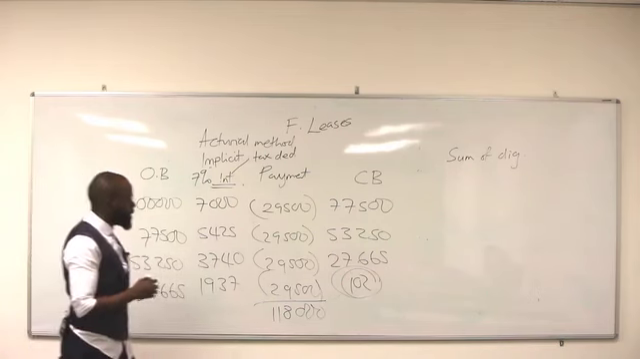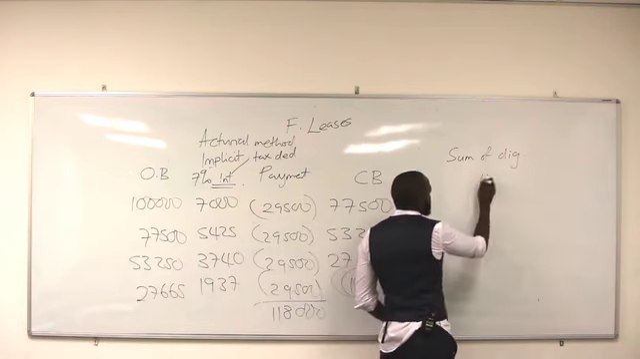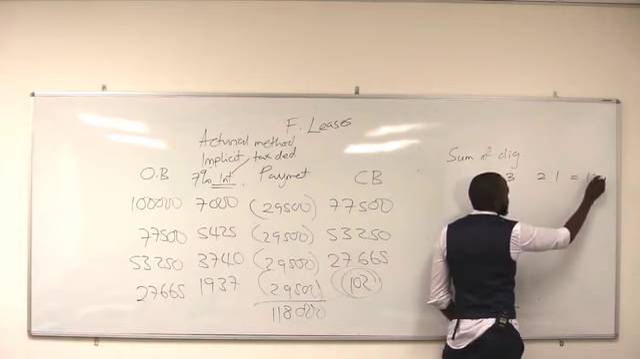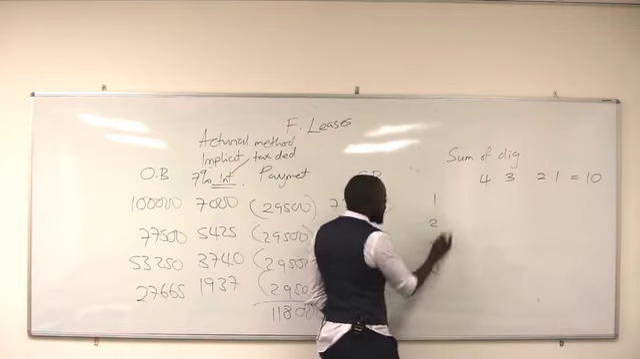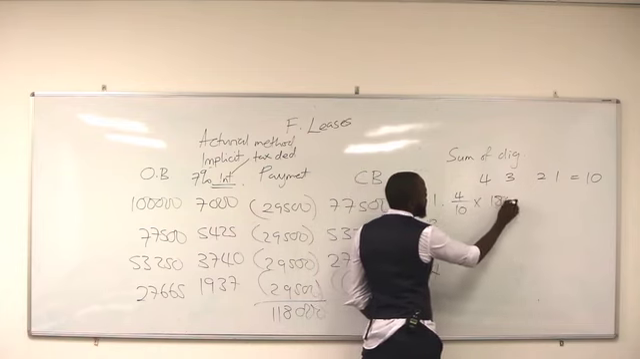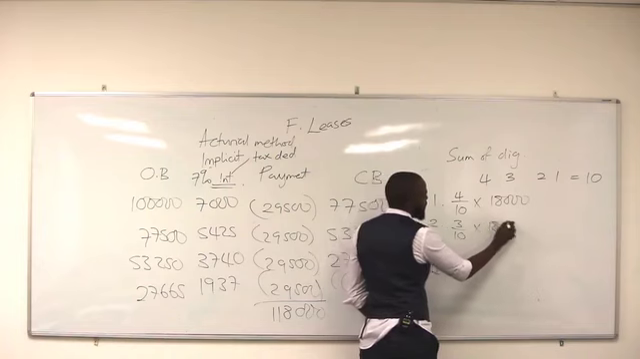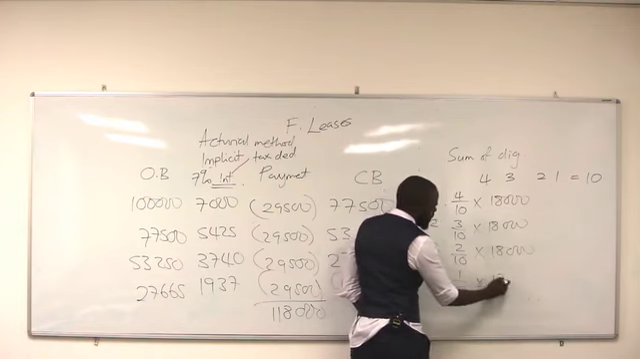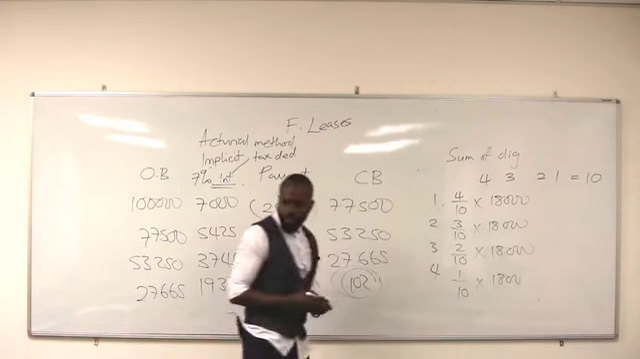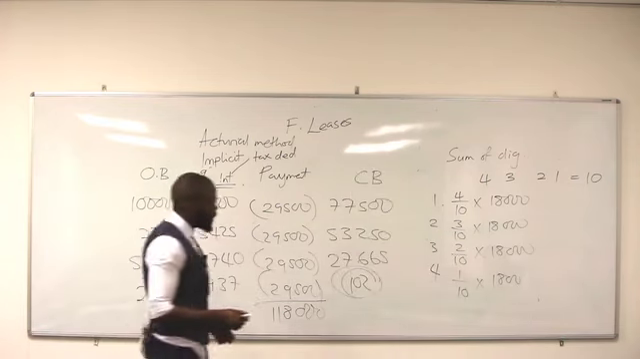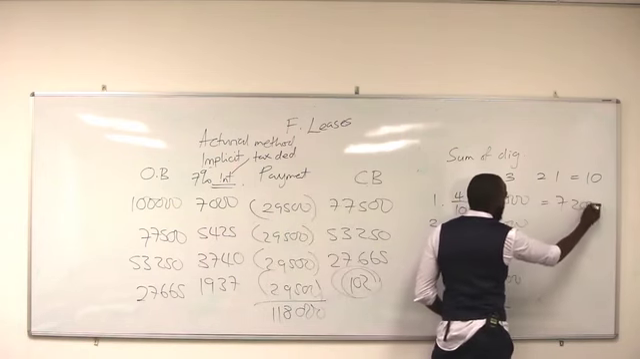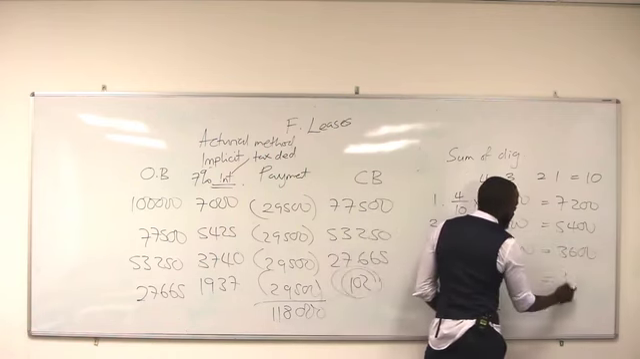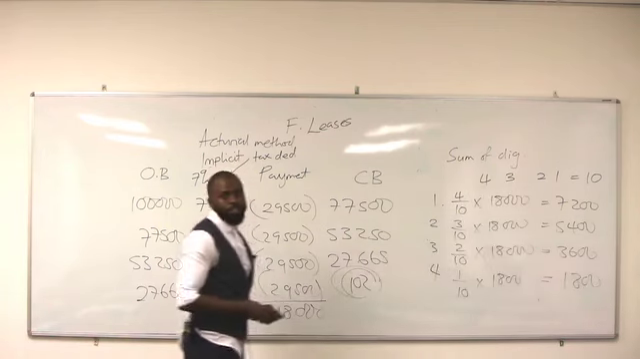Then using the sum of digits. In the sum of digits, we know that here we had 4 years: year 1, year 2, year 3, year 4. We just take 4 plus 3 plus 2 plus 1, so equal to 10. Then you put your 4 years. So in year 1, it's 4 over 10 times 18,000. Year 2 is 3 over 10 times 18,000. It's 2 over 10 times 18,000. 1 over 10 times 18,000. And our values here are 7.2, 5.4, 3.6, and 1.8. Now those will be the interest amounts using the sum of digits.